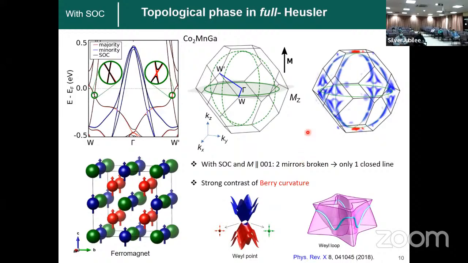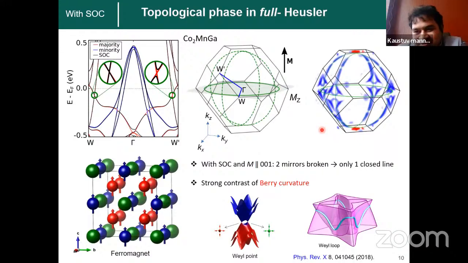My question is, which nodal line are you calling the Weyl loop, because in another plane your nodal line is broken out? Then why are you saying this is a Weyl loop? Yes. So in these compounds, I just gave you one example. Let's say you apply the magnetic field and polarize all the spins along the Z direction.